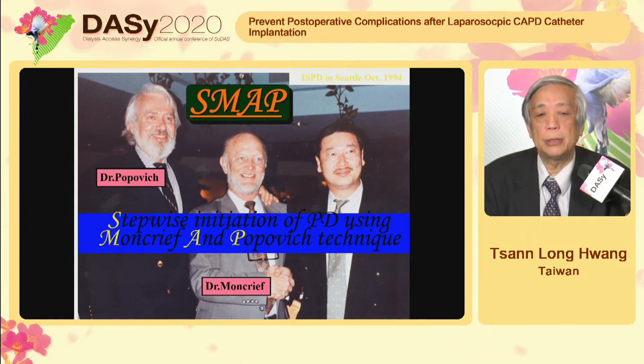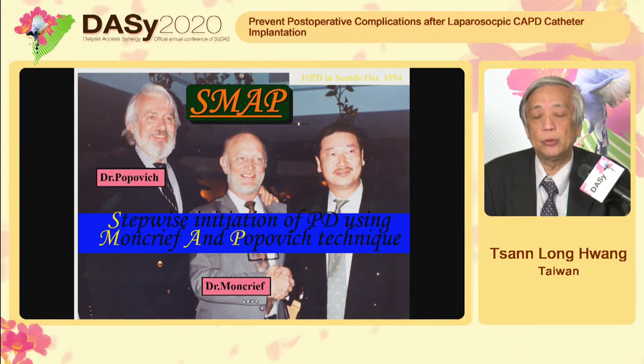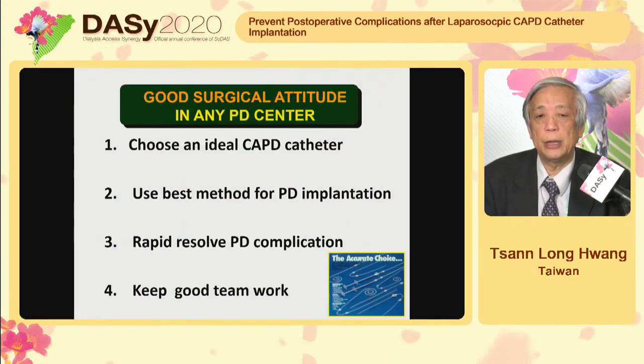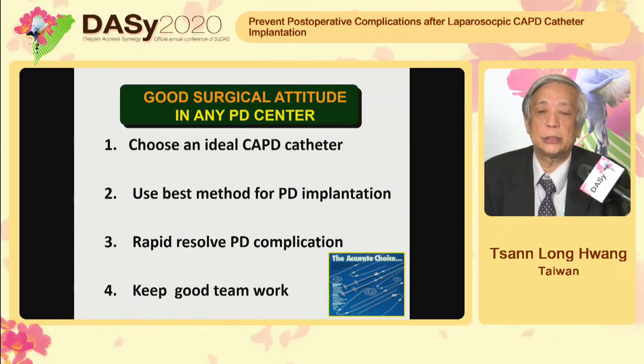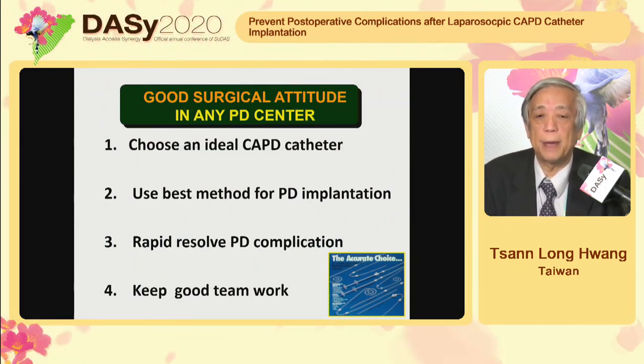There are still some methods I will mention, such as the SMAP procedure, proposed by Professor Tenckhoff and Popovic in 2007. But after the year 2000, diaphragm implantation was widely used, and the new method was replaced by laparoscopic PD catheter implantation.